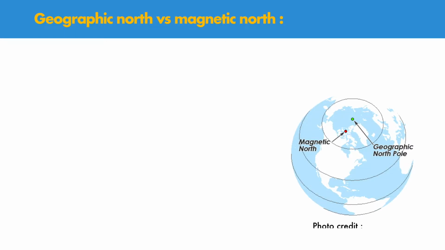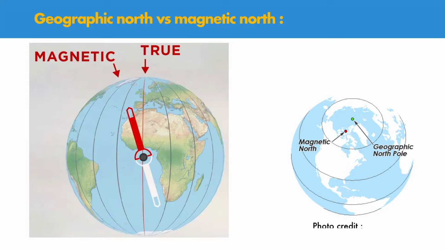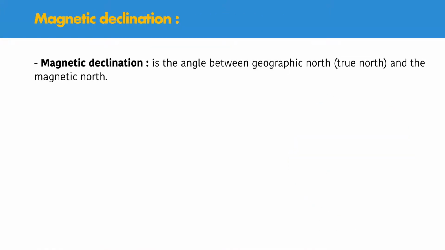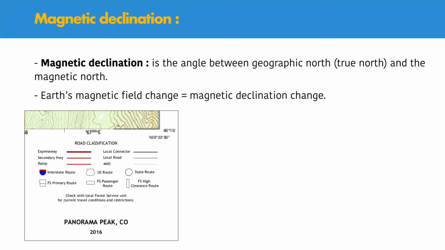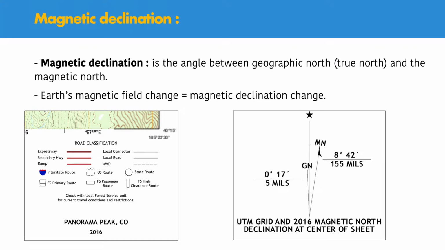This is an illustration that will help you understand that. When we have a compass in our hand and the magnetic needle points to north, this is really where it points. And as you can see, between the two norths there is an angle. This angle is what we call the magnetic declination. Because the magnetic north keeps changing position due to changes in the Earth's magnetic field, the magnetic declination also changes. For that, map makers put dates on maps, and every place on Earth has a different magnetic declination, which is also printed on the topographic map.